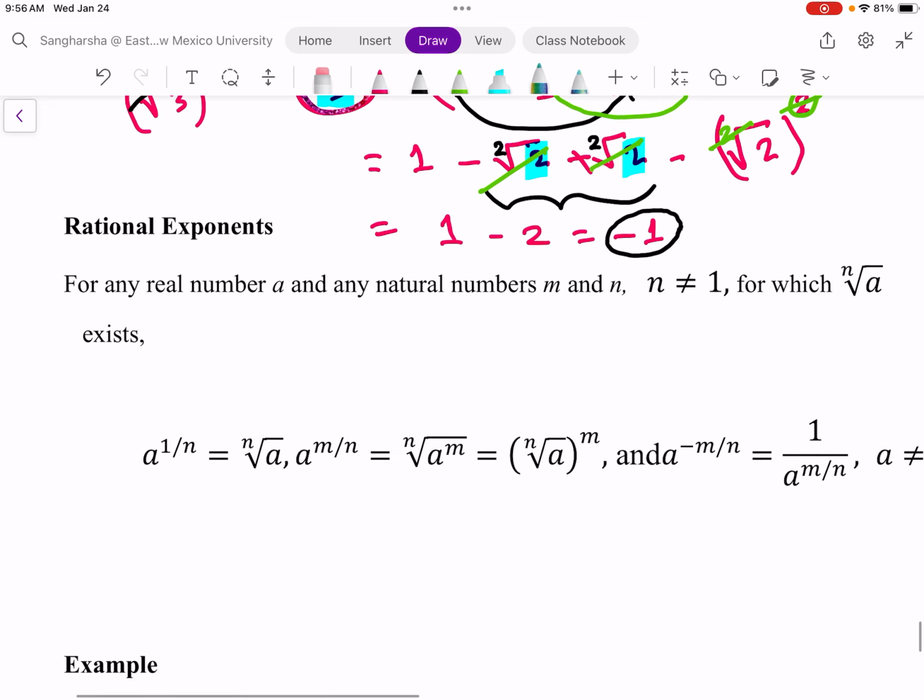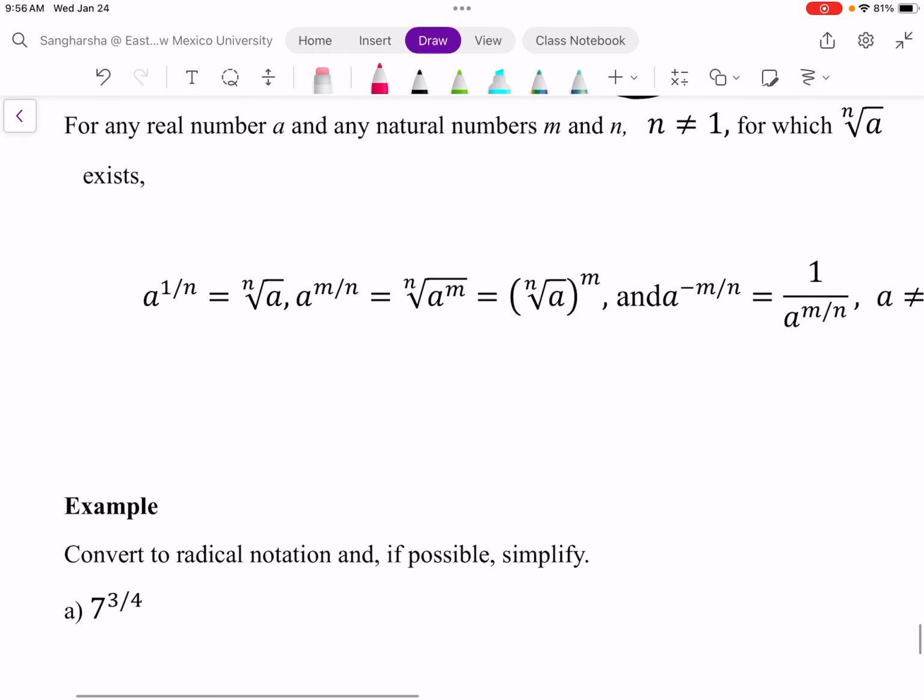Okay, now the next here is the rational exponent. Rational exponent means we have an exponent as a rational number, as a fraction. So let's take 2 to the power 3 over 4. Our exponent is 3 over 4. This is a fraction. If you have a fraction as exponent, then the denominator of that rational number is the index for the radical.